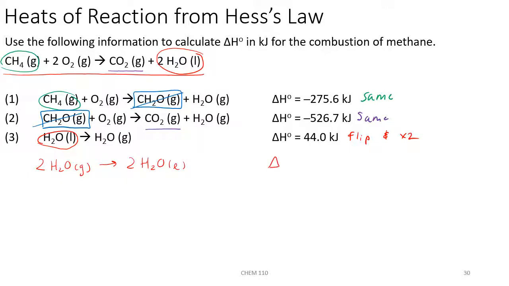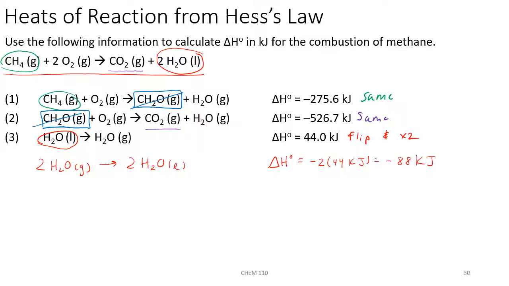And what we do to the equation, we also have to do to the enthalpy change. So it was positive 44. When we flipped it, it would become negative 44. And then when we multiply it through by 2, we're going to end up having negative 2 times 44 kilojoules, which will be equal to negative 88 kilojoules for our manipulated equation.